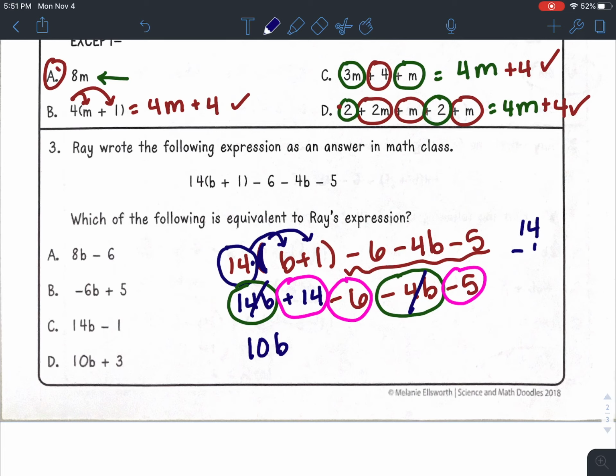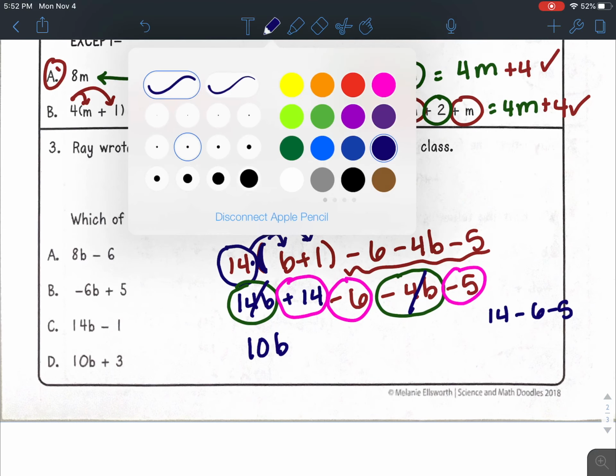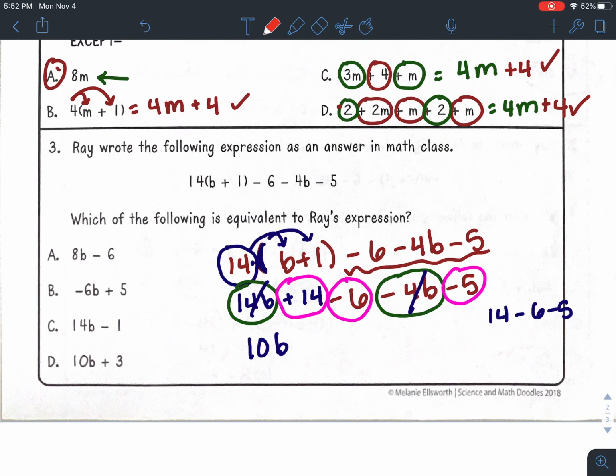So 14 minus 6. Let's rewrite this. Let's do 14 minus 6 minus 5. And remember, guys, we've already seen it like this. Negative 6 minus 5 is really just negative 11 or minus 11. So I have 14 minus 11, which is the same thing as 3. So I have 10b plus 3, which gives me D.